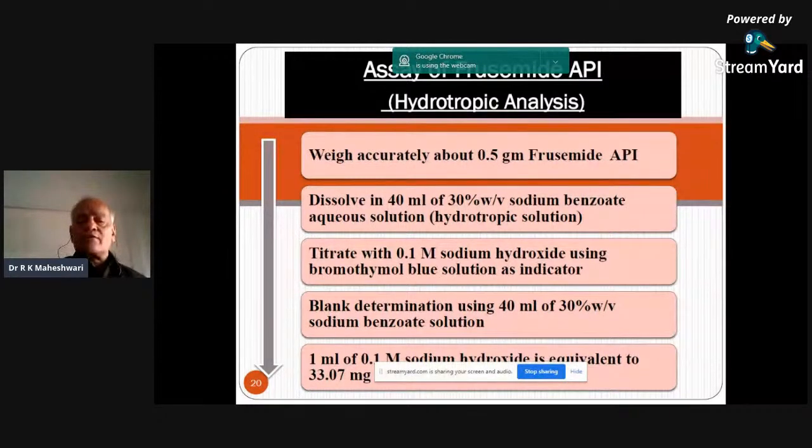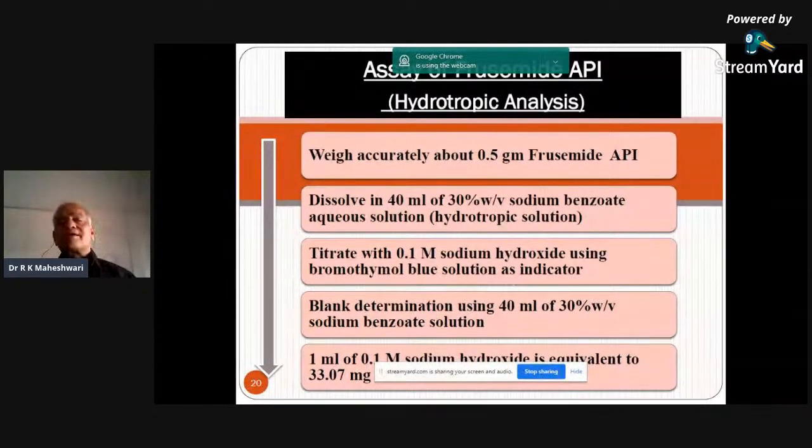Now, blank determination. For blank determination, take another conical flask, 40 ml sodium benzoate solution, and a few drops of bromothymol blue; you will see the color change. Suppose 1 ml of NaOH is required for color change, which means this is the blank reading. So 1 ml will be subtracted from X ml. So X minus 1 ml of NaOH has been used for titration of the fusamide drug. In this way, you get the assay of fusamide API in your bulk drug.